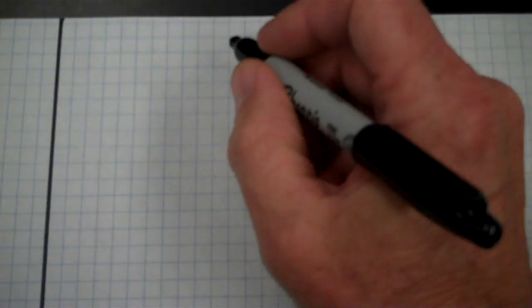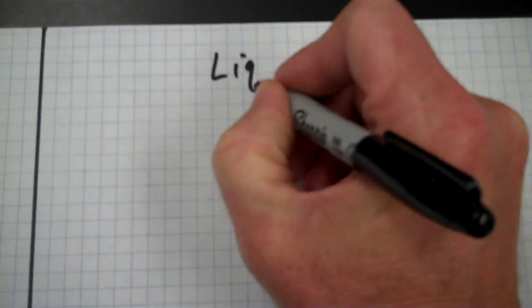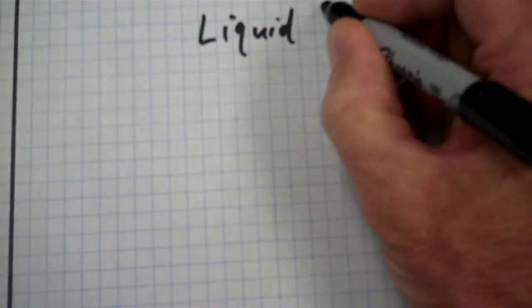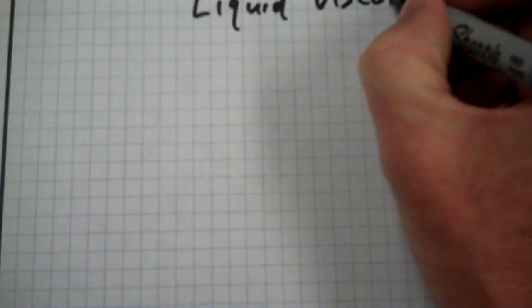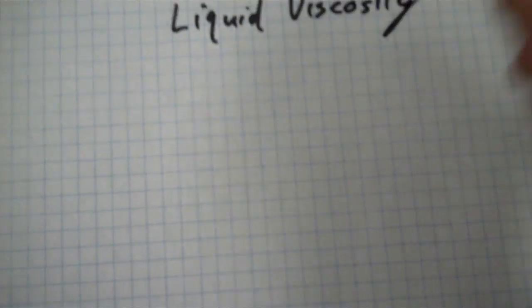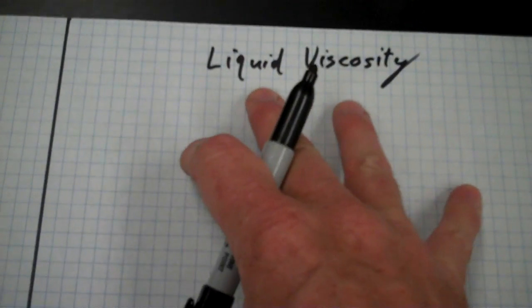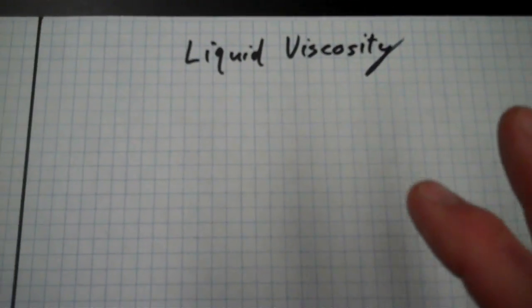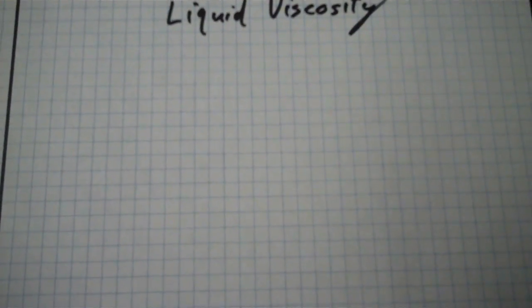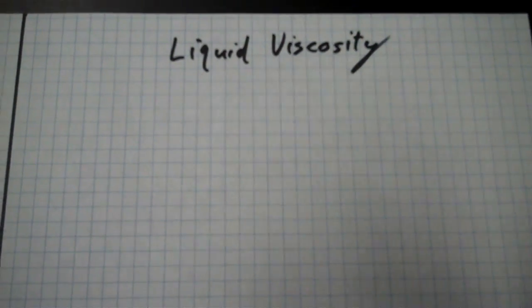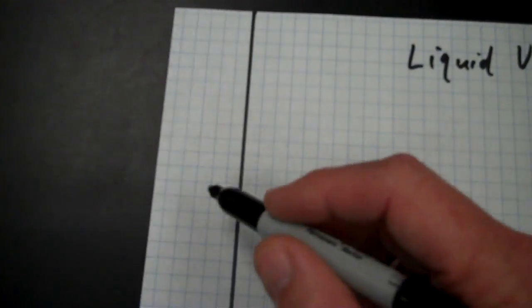Now the next thing we need is a title. So we're going to call this something like Liquid Viscosity. And you always put your title up at the top so we know what the graph is about. It's kind of like if there's a picture of somebody, you don't know who they are, you don't know who the picture is a picture of. Then we figure out what we're putting on our X and our Y axis.